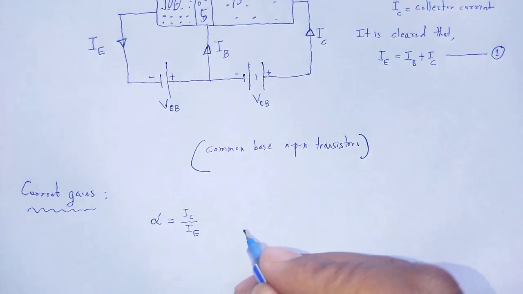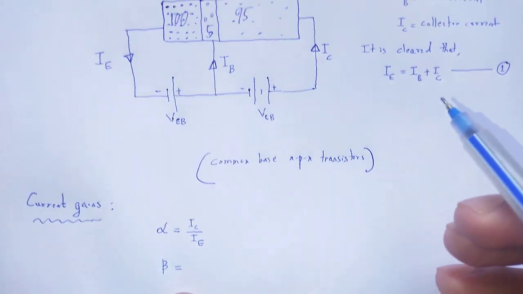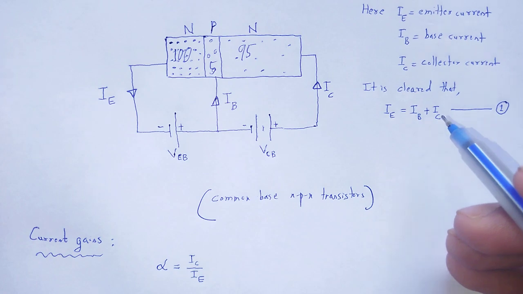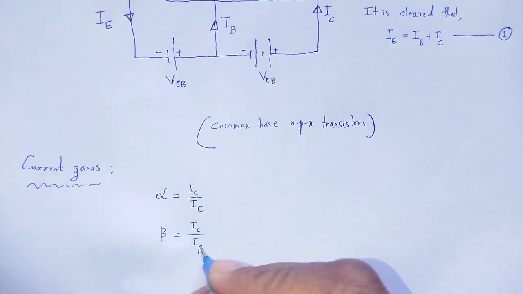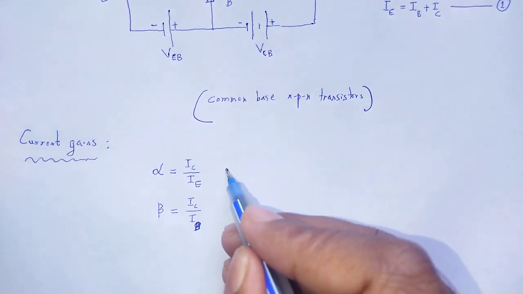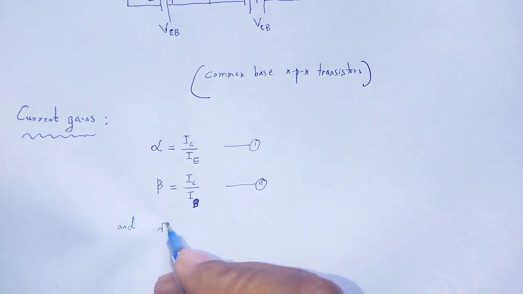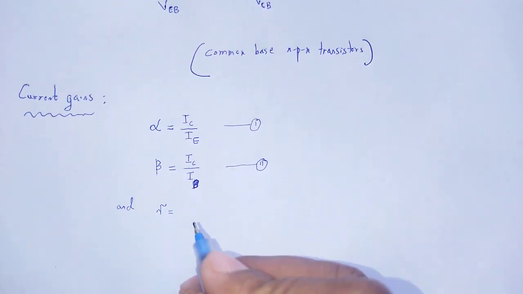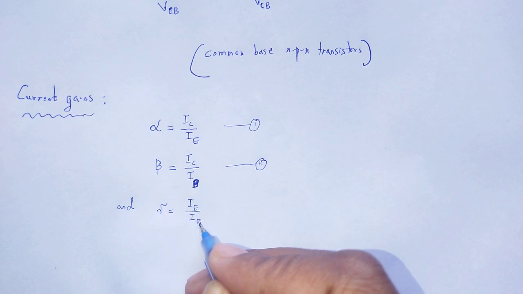Similarly, beta is how collector current is related to base current, I of C by I of B. And gamma is how emitter current is related to base current, I of E by I of B.